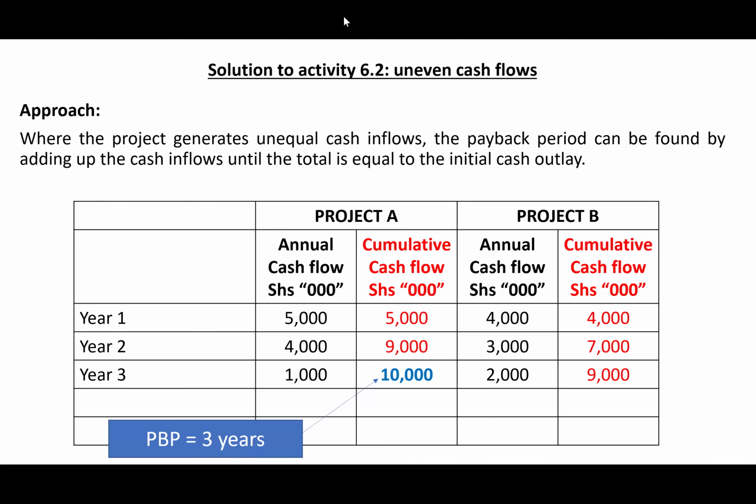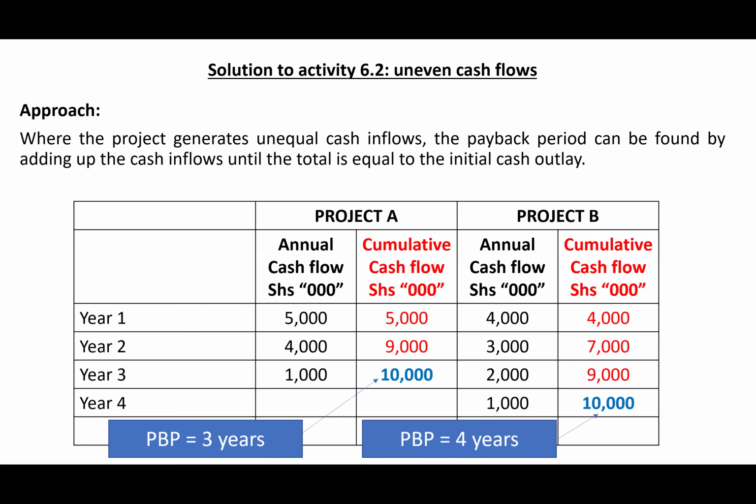Now, since we have not yet received the initial investment from project B, we move another year, which is year four. In year four, project B gives us 1 million, which cumulatively comes to 10 million, meaning that in year number four, project B gives us the initial investment. Therefore, the payback period for project B is 4 years. Now, which of the two projects is the best? That should be project A, because project A pays back early.